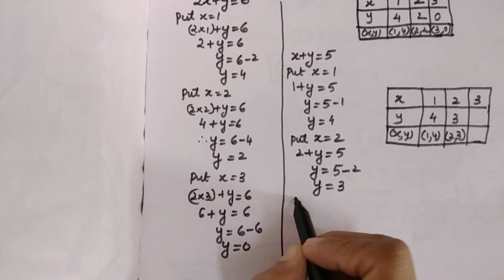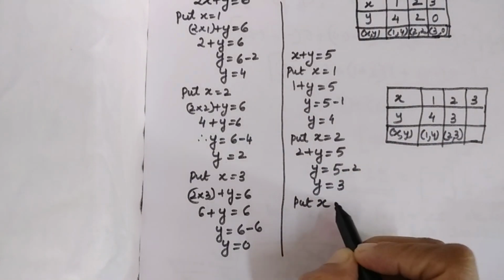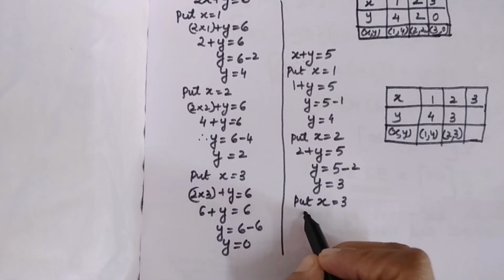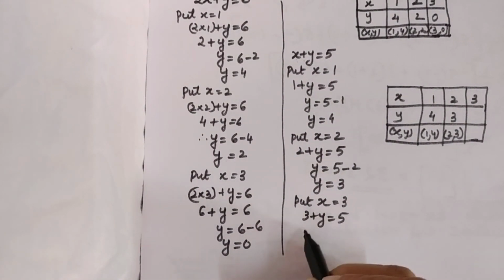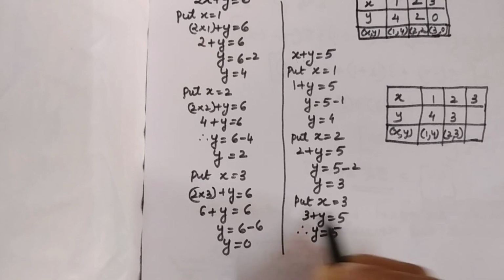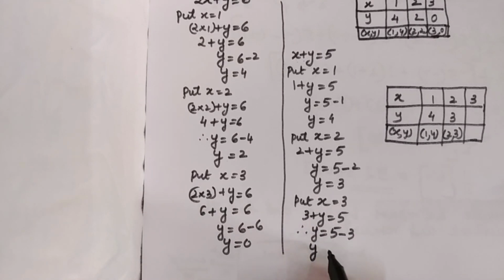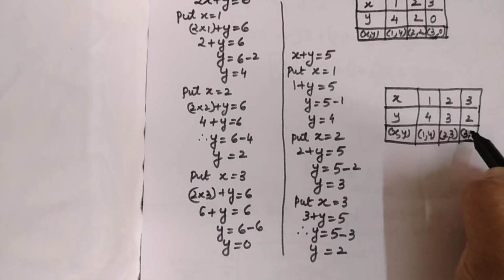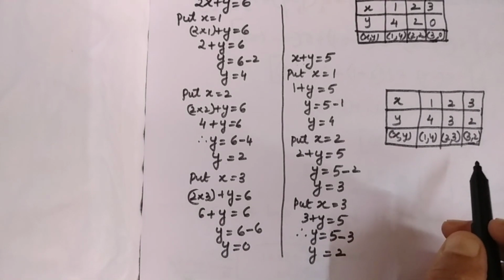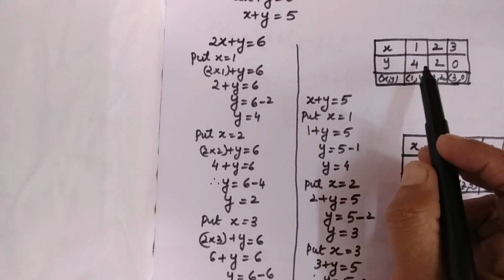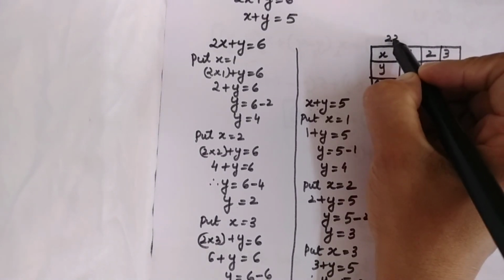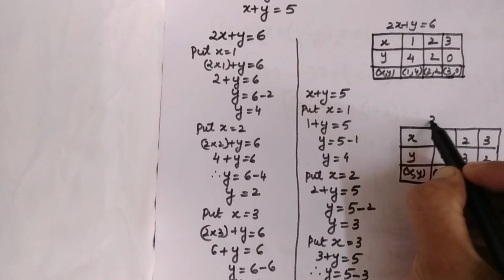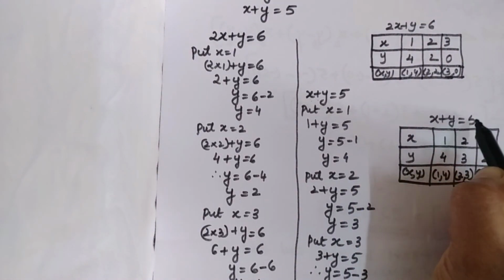Next is put x equal to next value I have taken as 3. So here put x is 3. So 3 plus y equal to 5. Therefore, y equal to 5, take 3 to the other side, minus 3. So y equal to 2. So when x is 3, y is 2. So the next coordinate is 3, 2. Now you have got the first table is for the first equation, 2x plus y equal to 6. And the second table is for the second equation, x plus y equal to 5.